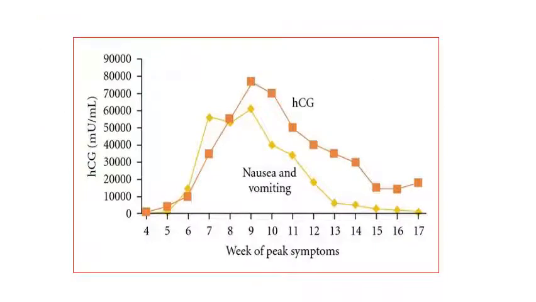Here is how HCG increases gradually till it reaches its peak at about 10 weeks gestation, and then it declines till it reaches the low level, which is 20,000 milli-international units per milliliter, till the end of pregnancy. And it is highly related to nausea and vomiting in early pregnancy.